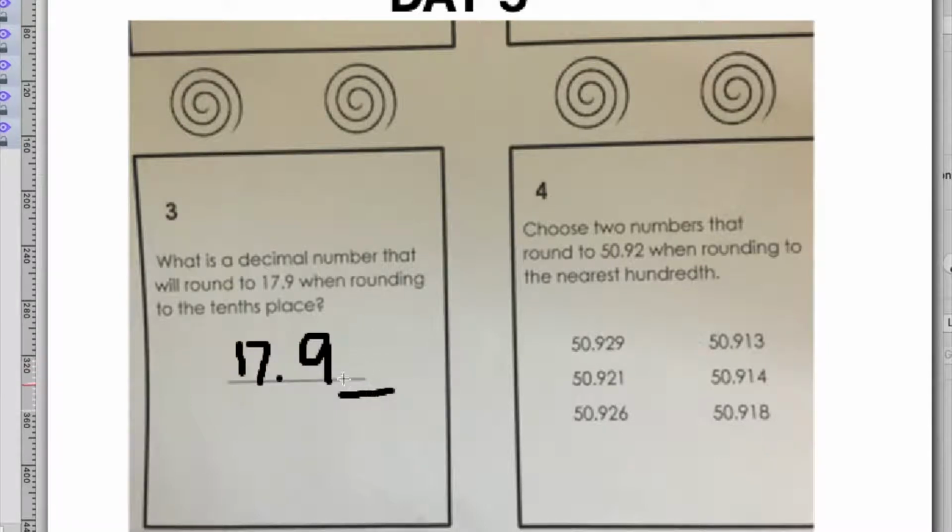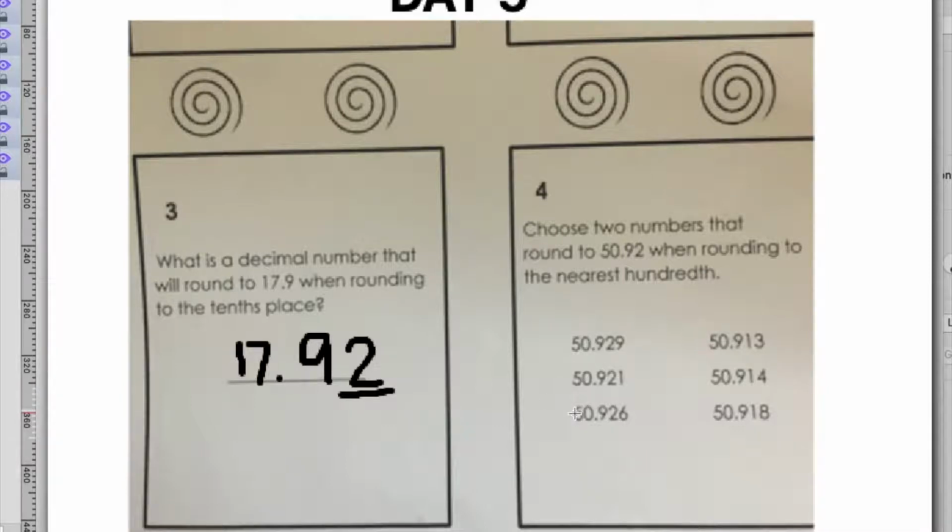Whatever number I put here is going to tell the 9 to either stay the same or round up. And we want it to stay the same. So what numbers tell the 9 to stay the same? Anything 0 up to 4. So you could put any number. I think I'm going to choose to put 2 here, but you could put 3, 4, 1, or 0.